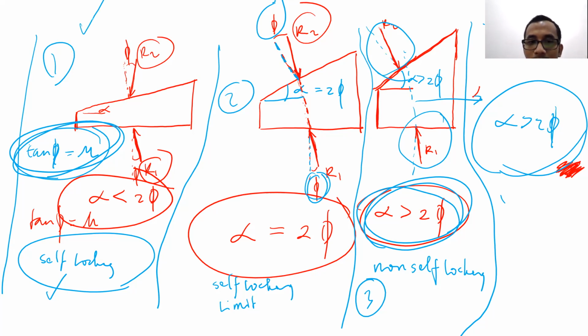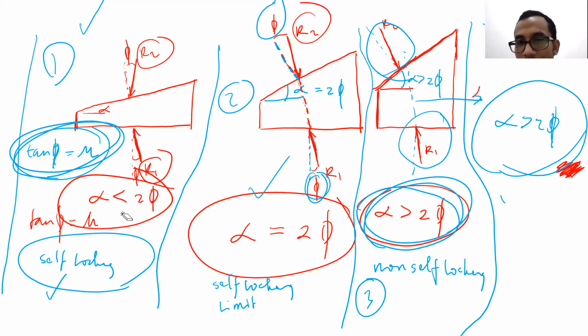The second condition is the self-locking limit. The self-locking limit is the condition where R1 and R2 are in the same line of action, like that. But it's better for you to avoid it. It is better for us to use the first condition if you want to design a self-locking wedge. Then the last one is non-self-locking, which happens if alpha is bigger than 2 phi.